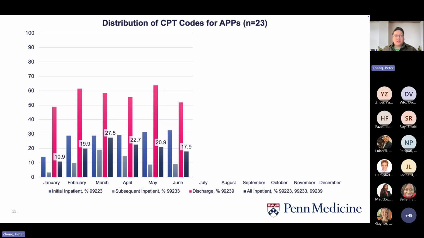The first bar represents initial inpatient care, which is done through H&Ps. The second bar is subsequent care, which is through progress notes. The third pink bar is discharges. And the last bar, which is labeled with the values, is an aggregate of all three. So, for example, in January, 10.9% of all encounters were billed at the highest level.